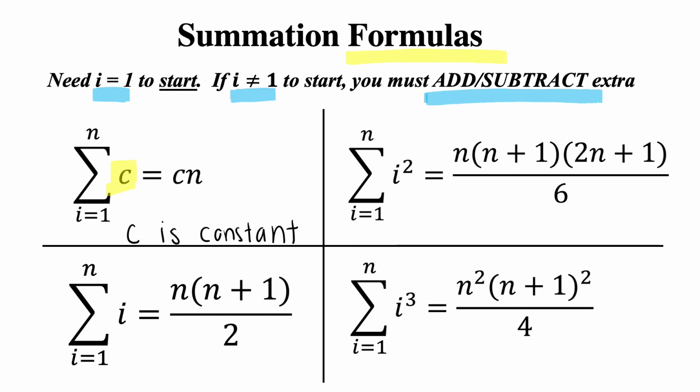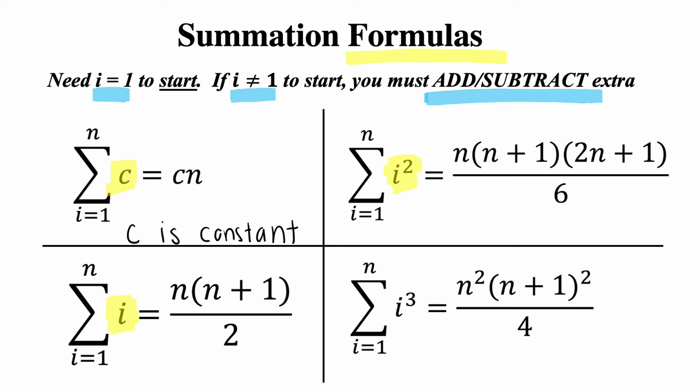Your second important formula to notice is if you have the sum from when i equals 1 to n of i, then you don't have to do the sum of terms. You can jump to your formula that this sum is equal to n times n plus 1 over 2. The third is the sum from when i equals 1 to n of i squared, and that's equal to n times n plus 1 times 2n plus 1 all over 6.